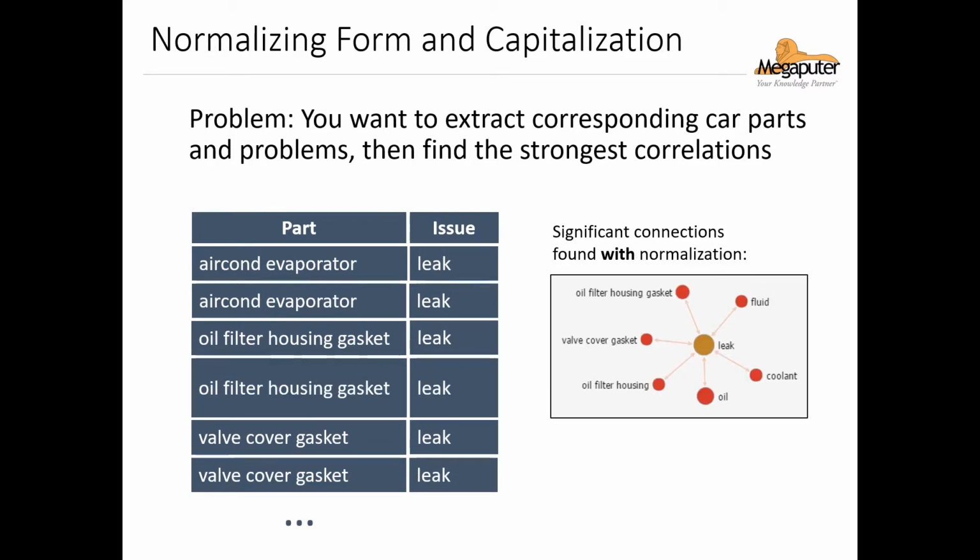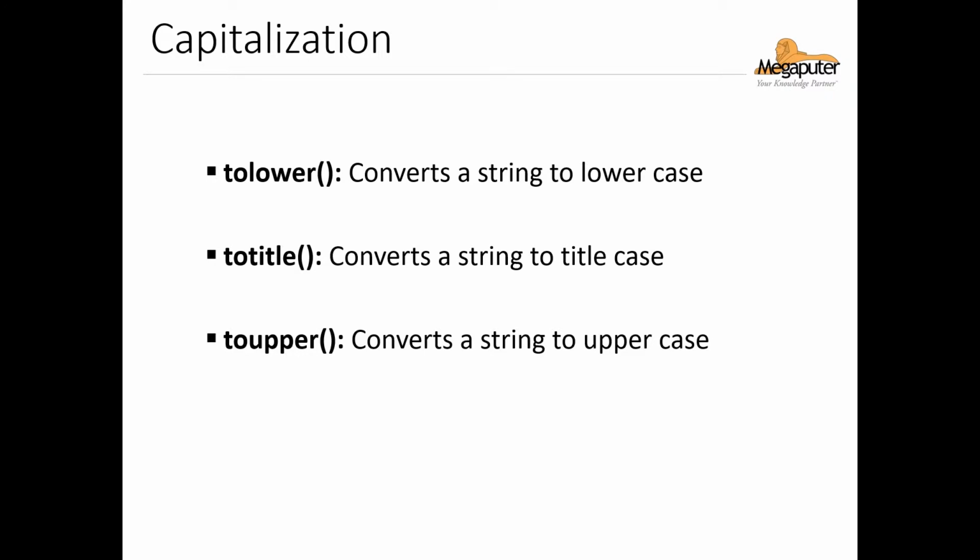This is why we need case and form normalization. And this is actually a very common task that we do after our entity extraction. So once we do that, you see that we now get an accurate representation of the significant connections in our data set. So here are 3 XPDL functions for changing capitalization. toLower converts a string to lowercase. toTitle converts a string to title case. And toUpper converts a string to uppercase.